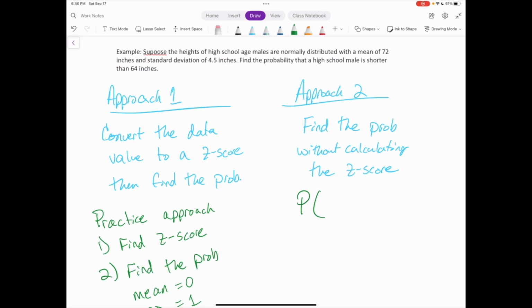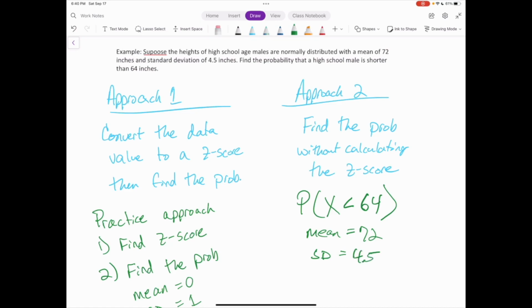Now, I'm going to use the letter X instead of Z. Why is that? Because this is not a Z-score. We have a normal distribution, but it's not the Z distribution. So I'm going to use X instead. We need to find the probability that a male is shorter than 64 inches. So that means less than 64. And they tell us that the mean is equal to 72 and the standard deviation is equal to 4.5.